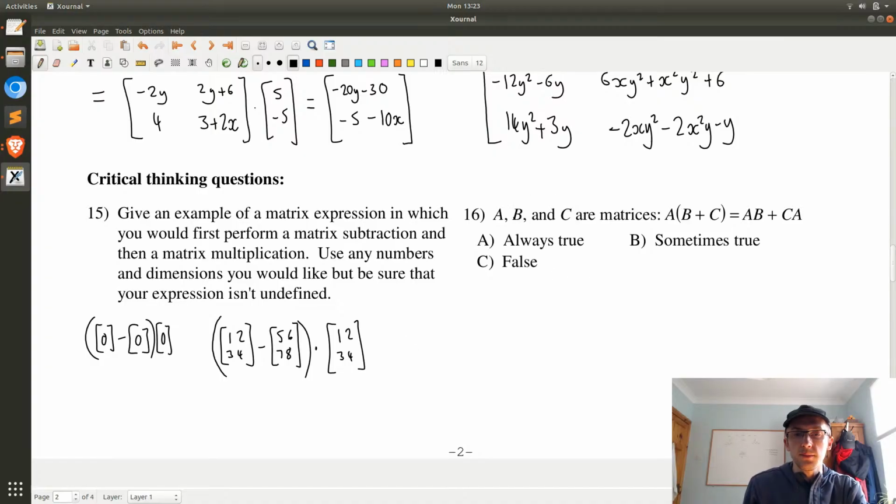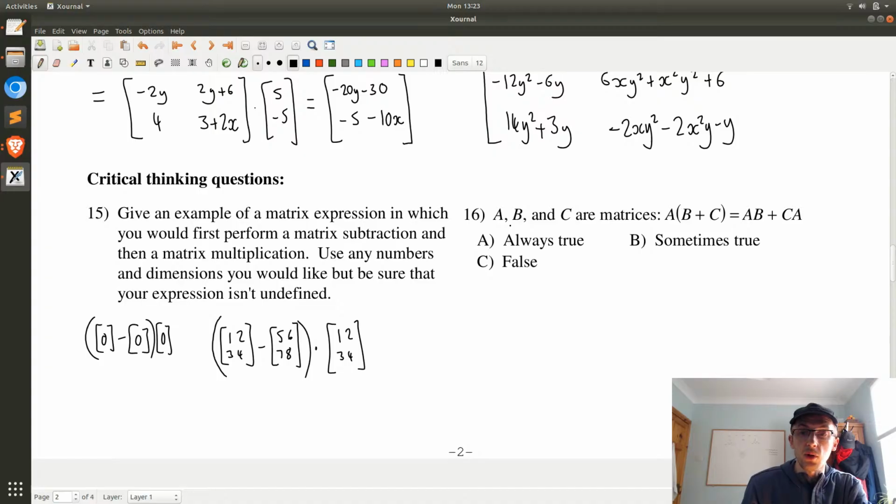Let's see. In the last one here, we've got A, B, and C, which are matrices. And we have A, open brackets, B add C equals AB add CA. That's what they say anyway. You would think it would be AB add AC. But let's see. They're saying right here, is this always true? Is it sometimes true? Or is it just outright false?